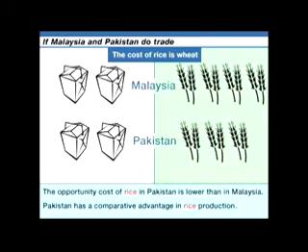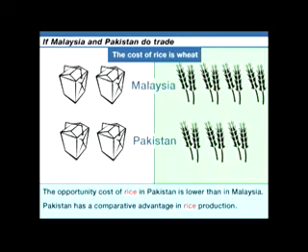These are the numbers that are in the production possibility frontier equation. Malaysia's slope is -2, that is 2 bushels of wheat for every bushel of rice. Pakistan's slope is -3/2, that is 1.5 bushels of wheat for every bushel of rice. Now that we know that Pakistan has a comparative advantage in the production of rice, we can tell a story whereby Malaysia and Pakistan cooperate to increase their wealth. Here's the way the story works.